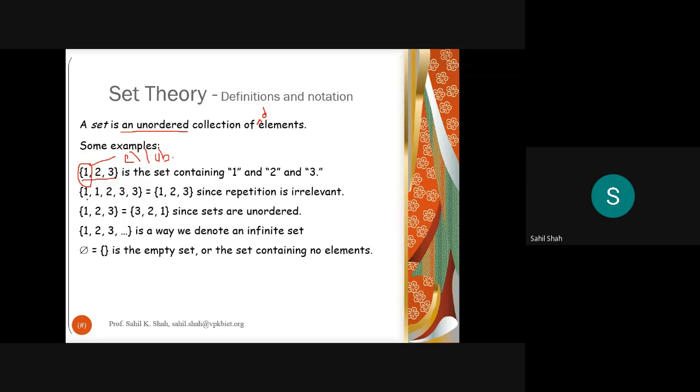If I am having a set like this, 1, 1, 2, 3, 3, it is equivalent to 1, 2, 3. Since repetition is not allowed, it is irrelevant in the notion of set theory. 1, 2, 3 is equal to 3, 2, 1, as sets are unordered. There is no ranking or ordering of elements in the set.